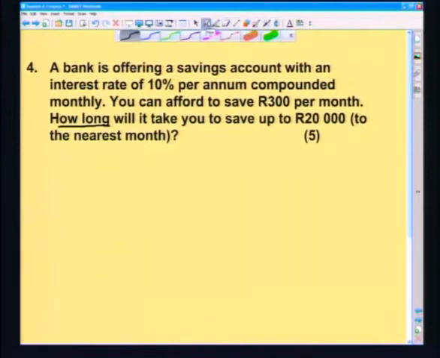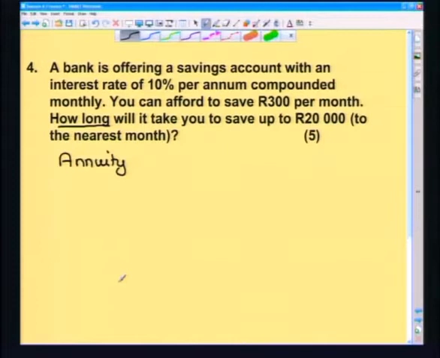Right, so it says, a bank is offering a savings account with an interest rate of 10% per annum, compounded monthly. You can afford to save 300 Rand per month. So that means every month you are going to put in 300 Rand. That makes this an annuity. So when you have regular deposits going into an account, then it's an annuity.